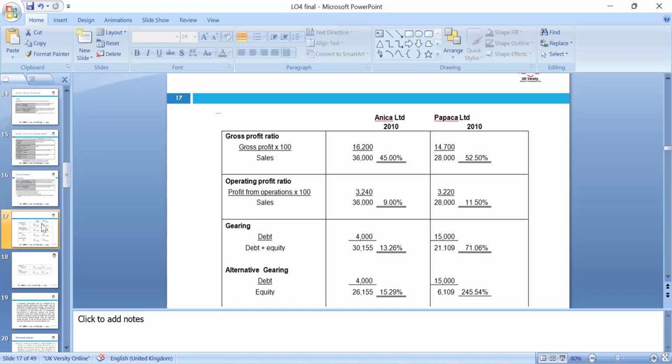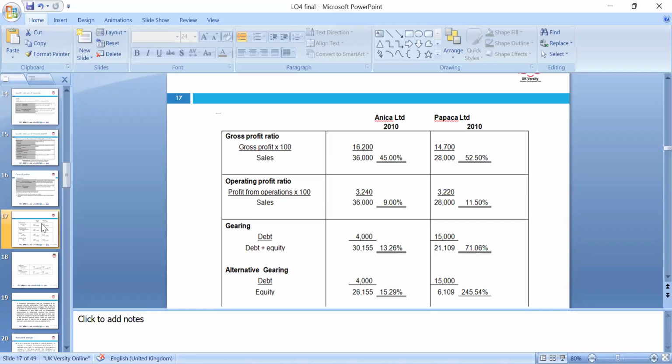Like, a lot of companies, some companies may be using creative accounting, so we have to not only rely on the ratios, we look at other elements as well. Okay, operating profit, we can look at operating profit divided by revenue times 100, so we see 9% and 11%, so Paprika is better. When we look at the gearing ratio, debt divided by equity, or debt divided by debt plus equity, times 100, please, that ratio is also crucial.